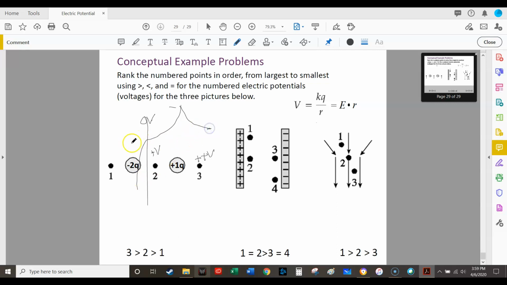So notice that I'm drawing a little graph of voltage versus distance. This is 0 volts right here. This is a positive voltage here. And this is a negative voltage right here. So this is going to be really negative. And then it's going to approach 0. So this is a negative voltage here too. So basically the voltage at 1 is the weakest. The voltage at 2 is positive, but not as positive as 3.